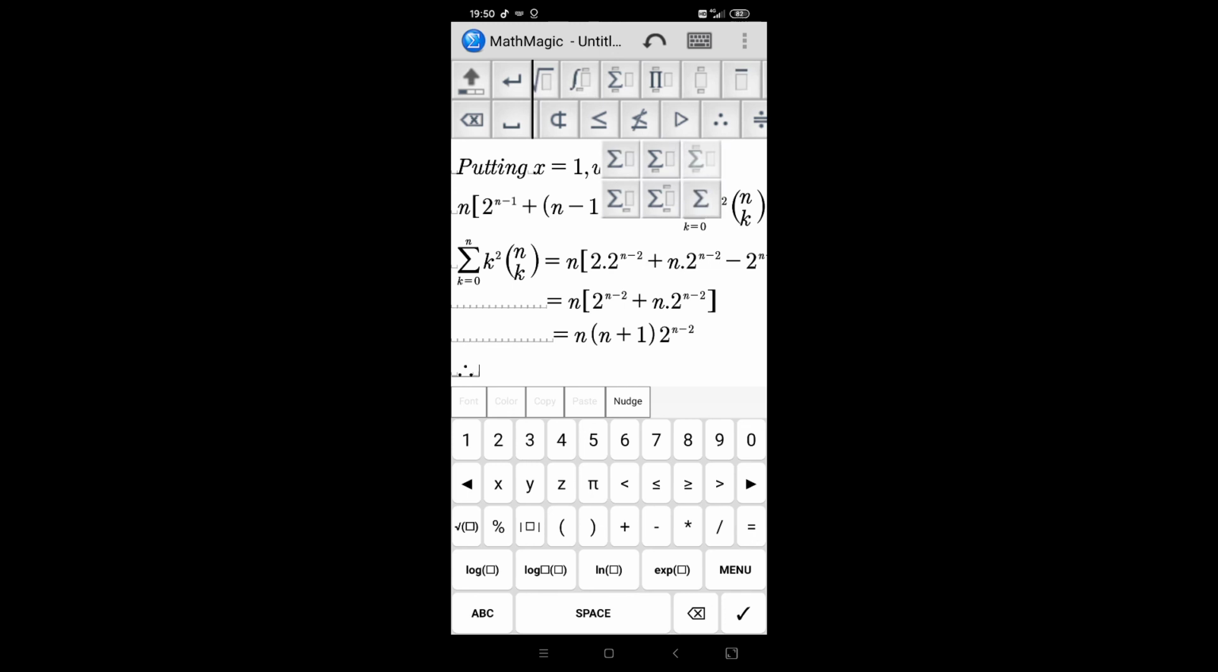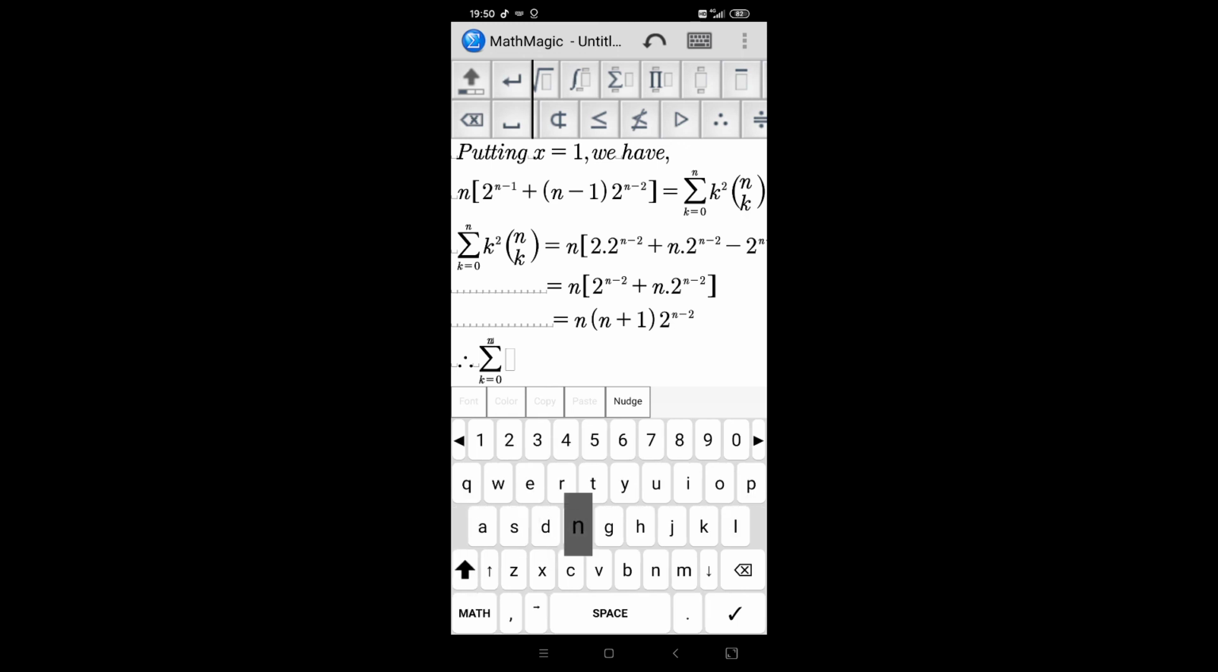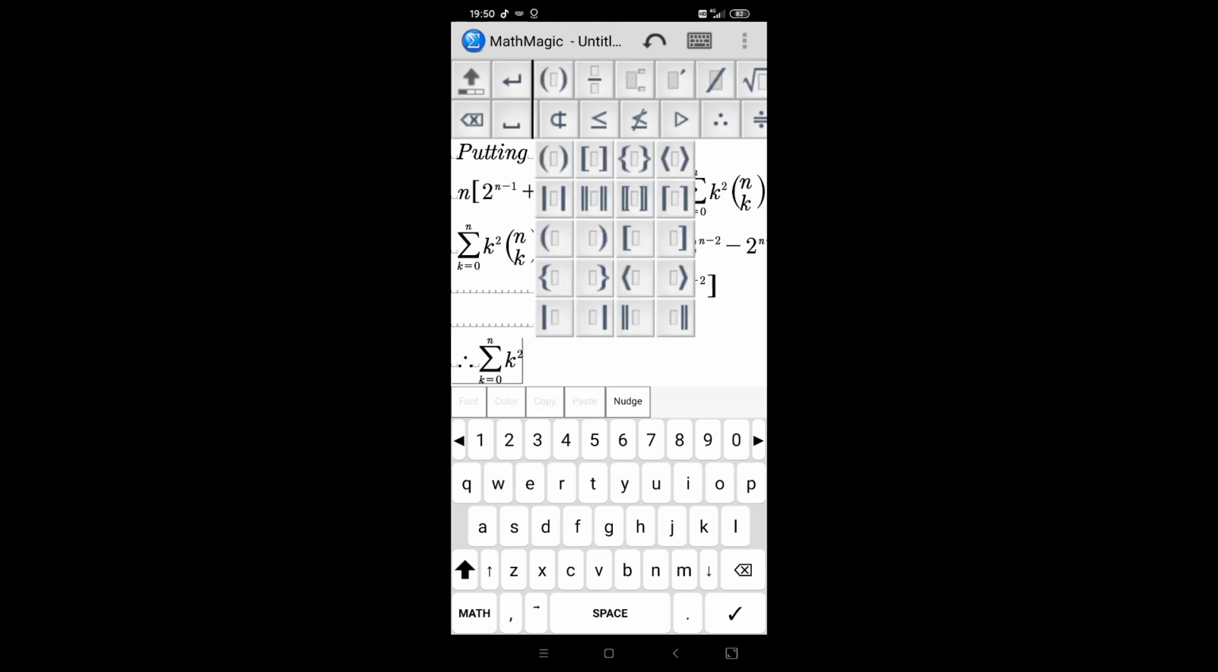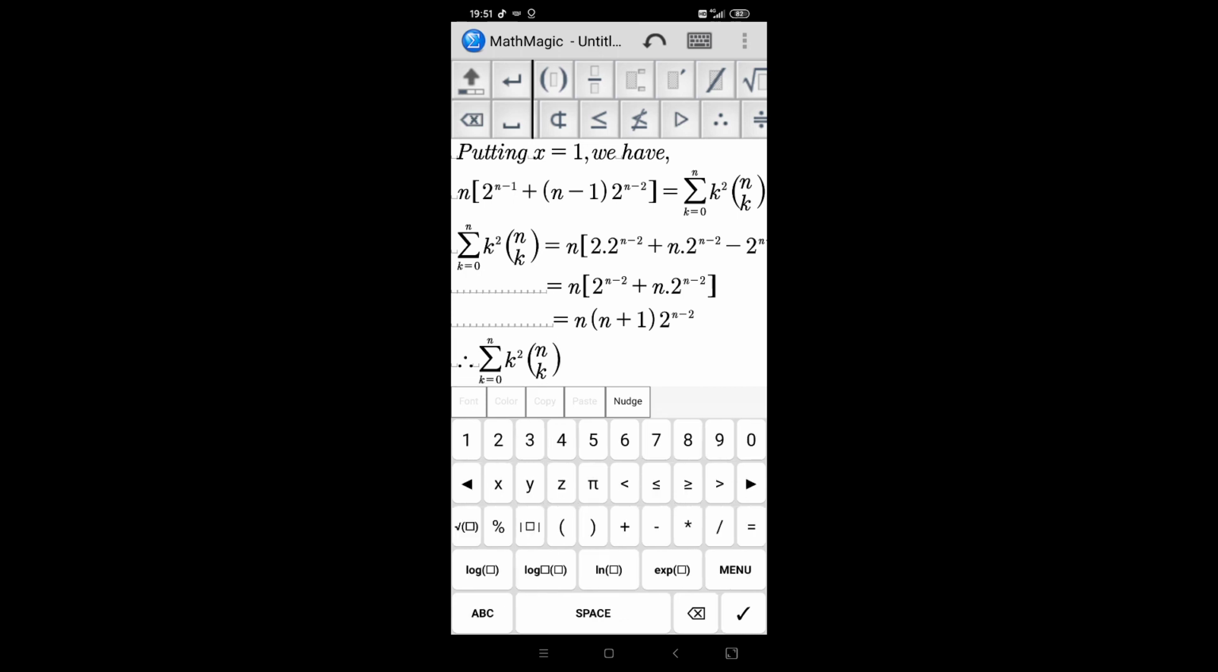So let's write it down. The sum from k equal to 0 to n of k square times combination of n k is equal to n into n plus 1 into 2 to the power of n minus 2.